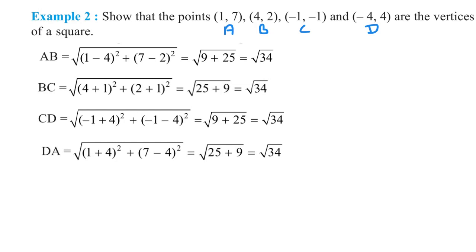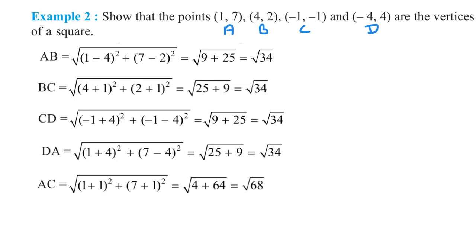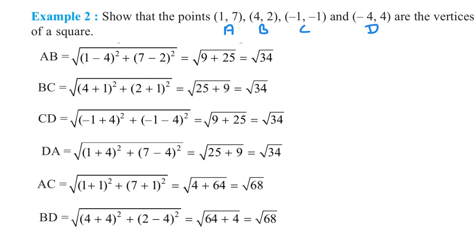Now let us find out what the diagonal AC and the diagonal BD are equal to. So the diagonal AC is going to be square root 68 if you apply the distance formula, and the diagonal BD is also going to be square root 68. So for 4 points to form a square, the distances between the points should be equal and the lengths of the diagonals have to be equal, which is the case in this problem. Therefore, these points are the vertices of a square. So great going. You need to just remember the formula and apply the formula in the problem without making any algebraic mistakes.